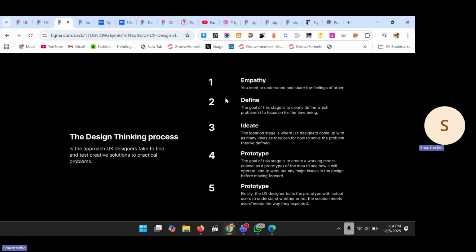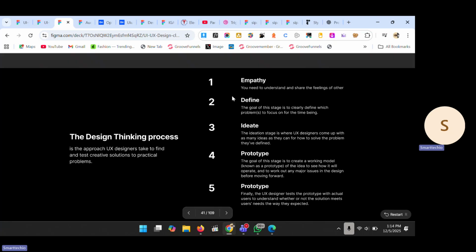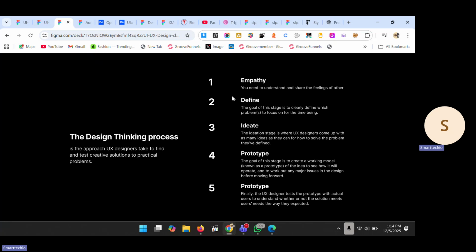The design thinking process is the approach UX designers take to find and test creative solutions to practical problems. These are the steps a UX designer uses. The first one is empathy. That means you need to understand and share the feelings of others. The second one is define. You must be able to define the goals of your user. The goal is to clearly define which problems to focus on for the time being. Then after you already know the problem, you ideate about how this problem can be solved.